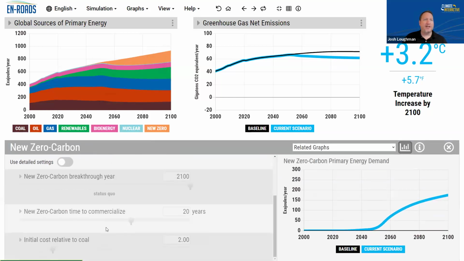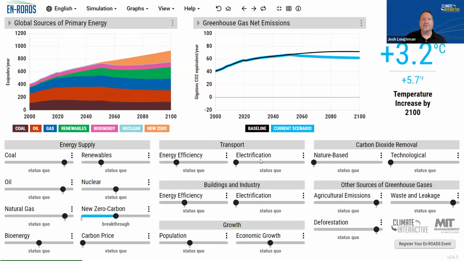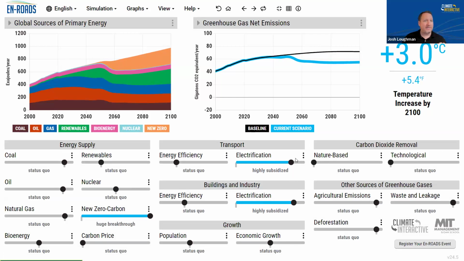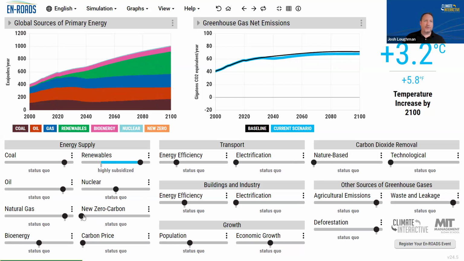And there's a number of policies. How long does it take to commercialize? What's its initial cost relative to? There's a lot of interesting analysis that we've done on the role that fusion and electrification of buildings and industry and transportation could have. Some complementarity there. Similar to renewables, if we look at subsidizing renewables and a breakthrough in new zero carbon, a lot of what we see is the crowding out of those two with each other.